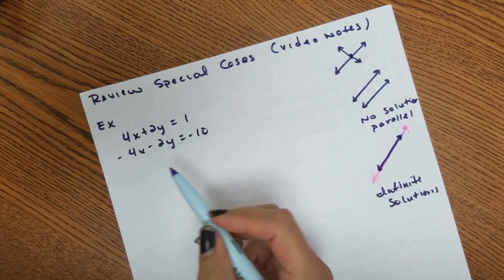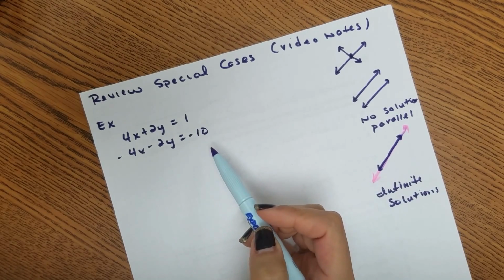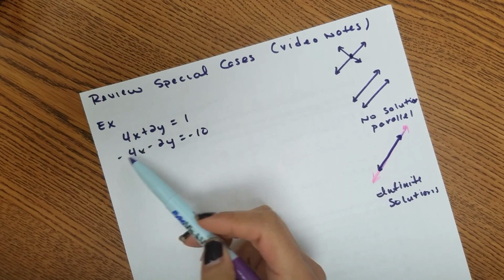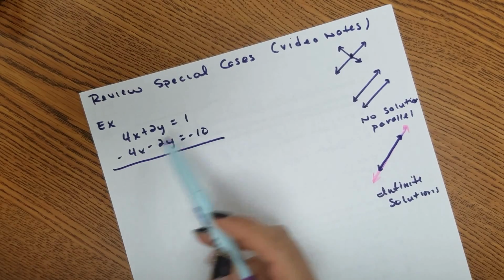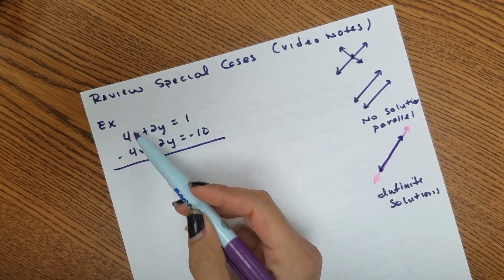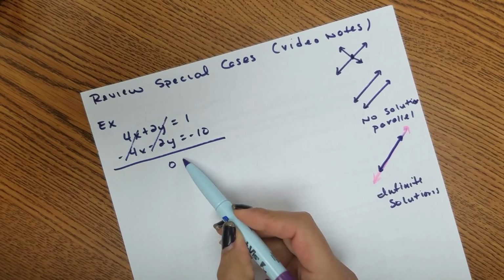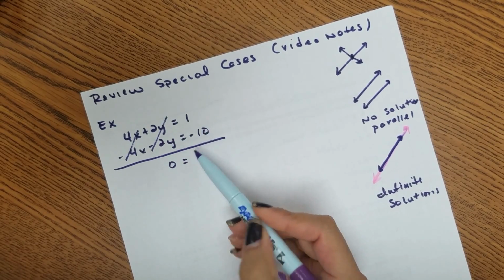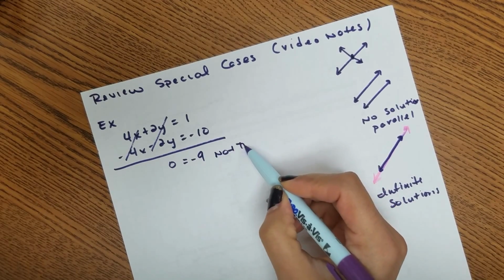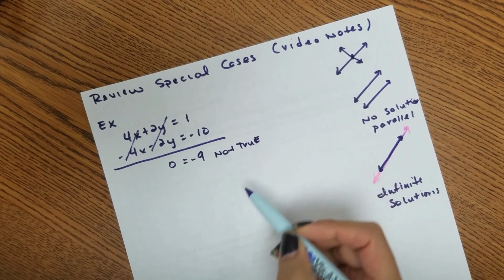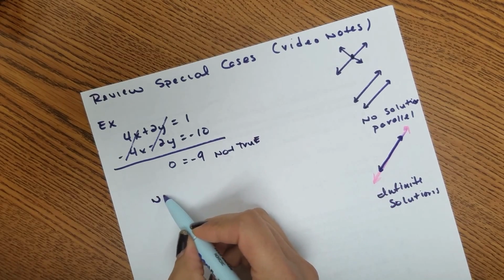So with this first example, we have 4x plus 2y is equal to 1, and negative 4x minus 2y is equal to 10. I'm going to go ahead and use elimination because my variables here have the same coefficient with opposite signs. So I'm just going to combine them. 4 minus 4 is 0, so that cancels. 2 minus 2 is 0, so we're left with 0 on the left is equal to 1 minus 10, which is negative 9. That's not true. That is a false statement. So when you get a false statement, that means that you have no solution.